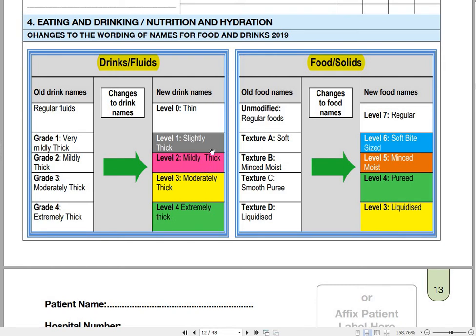And then when we're talking about food and solids, level 7 is regular, level 6 is soft bite-sized, level 5 is minced moist, level 4 is pureed, and level 3 is liquidized.